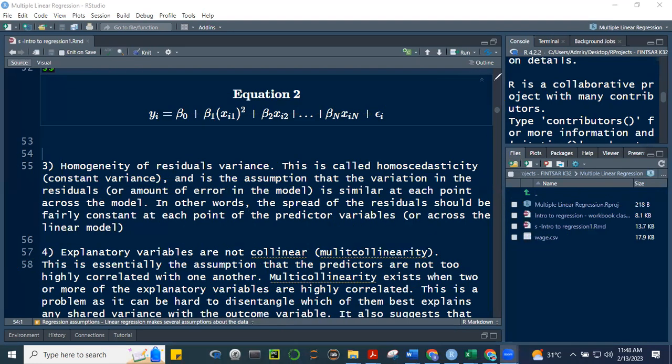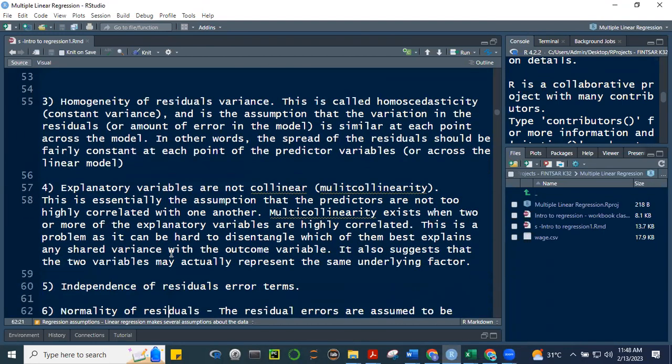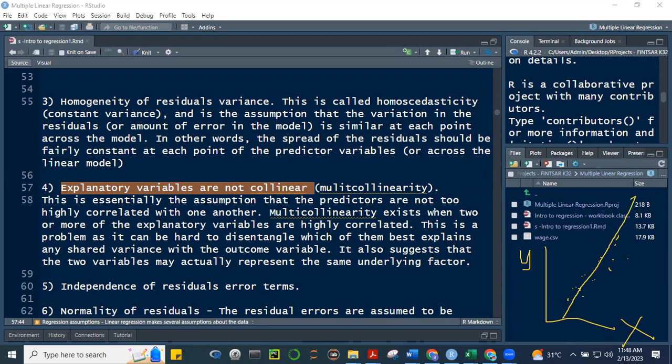Okay, next we have the fourth assumption: explanatory variables are not collinear. What do we mean by this? Let me explain that. We want the relationship between your y and your x to be linear. We want a strong linear relationship between y and x, so that when you use x to predict y, you'll be able to establish this linear relationship.